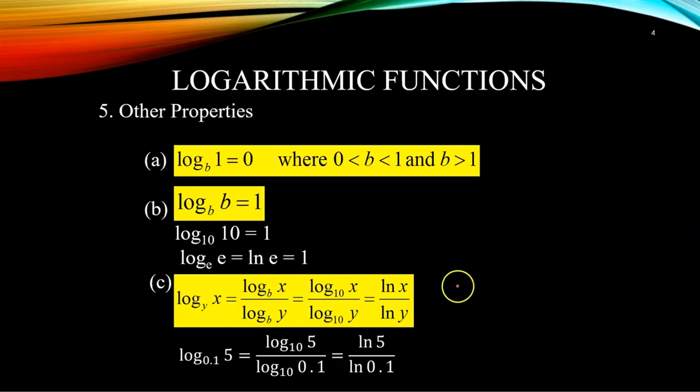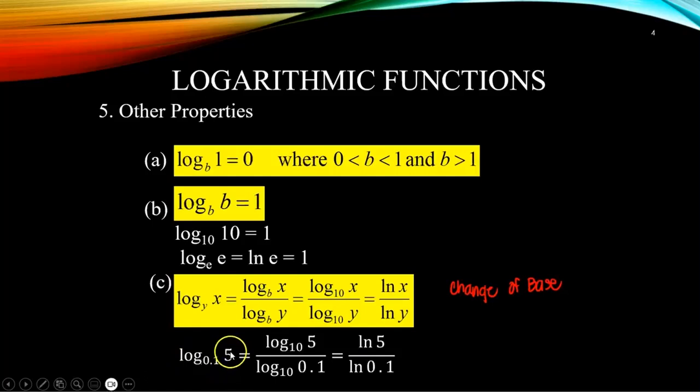For property C, this is called change of base. For example, you have logarithm of x base y. You can separate them as logarithm of x divided by logarithm of y, but both logs have to have the same base. So you can see in here, both are base 10. In here, both are base e, so both are ln.